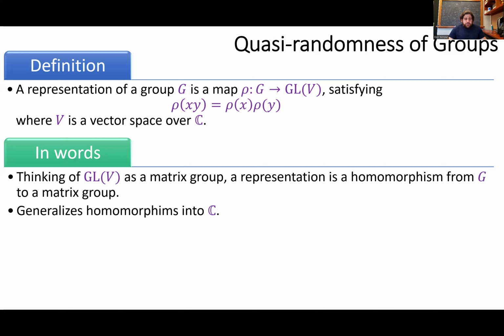So this is a very clear generalization of characters. So if you're doing abelian Fourier analysis, then you use characters, which are maps from G to complex numbers, which are multiplicative. So if you think of complex numbers as one by one matrices, once you do non-abelian Fourier analysis, you have to use larger matrices, and this is where representations come into the picture.